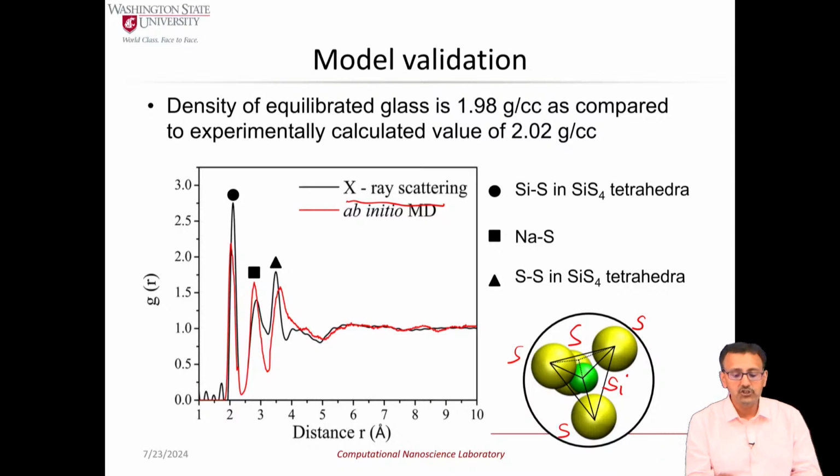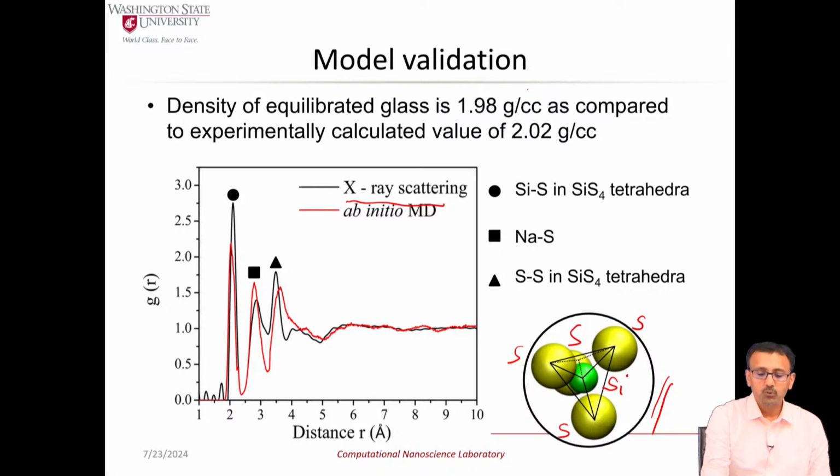It could be an edge-shared or corner-shared type of connectivity, or under certain compositions it could be almost isolated tetrahedral units. It depends on how much sodium sulfide you have added relative to the silicon sulfide.